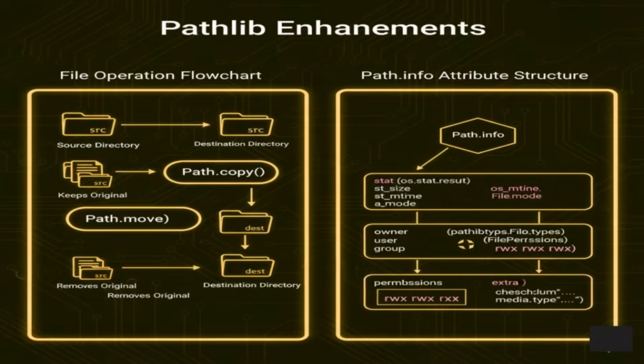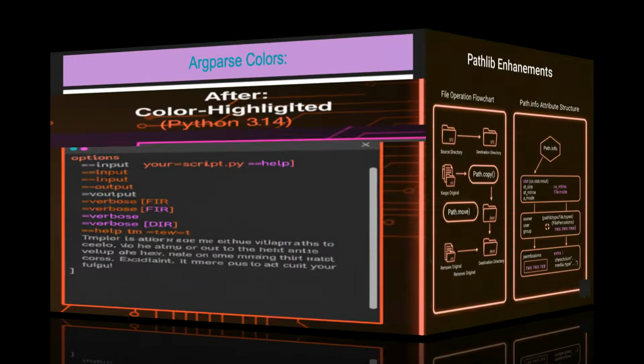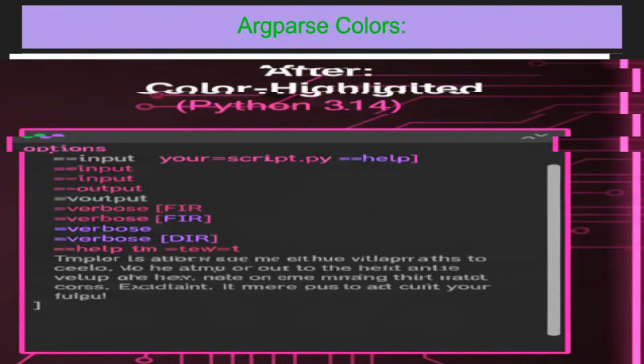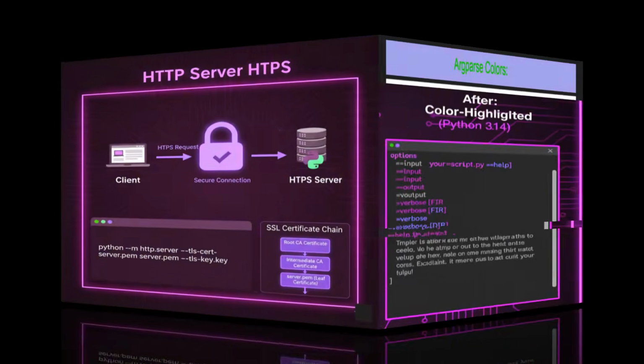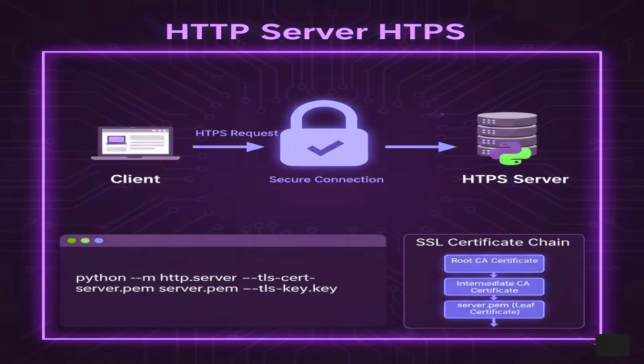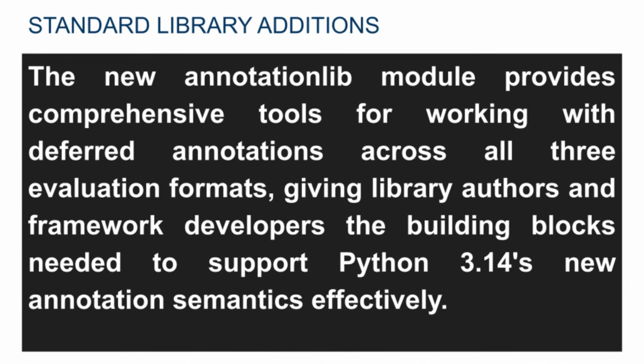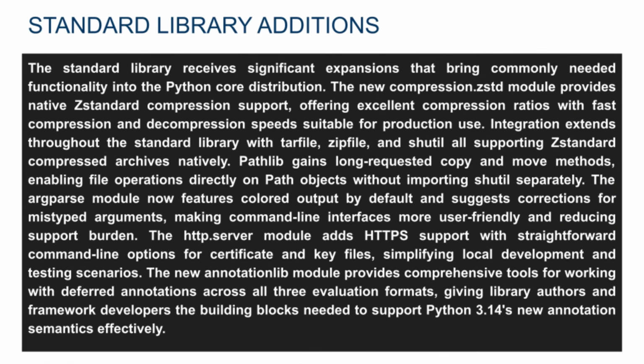The argparse module now has colored output by default, and it suggests corrections if you mistype a command line argument. The http.server module supports HTTPS now with command line flags for certificates. There's also the new annotationlib module for working with deferred annotations I mentioned earlier. And on Windows, the zlib module now uses zlib-ng under the hood, which gives you better compression performance across the board.